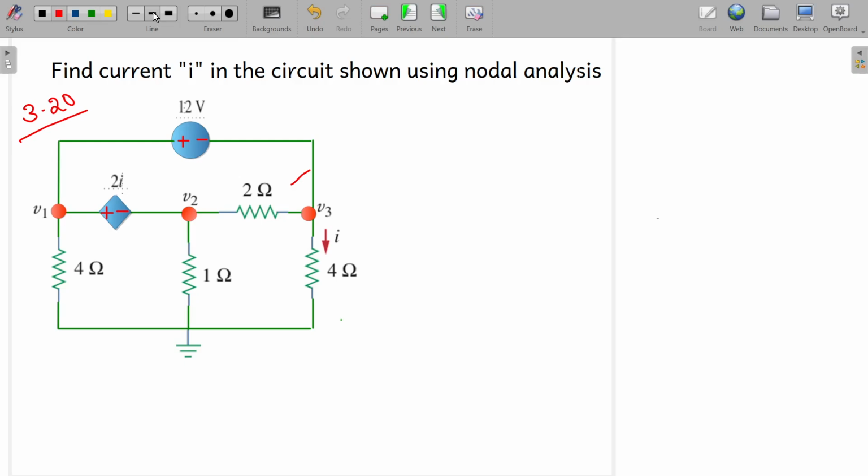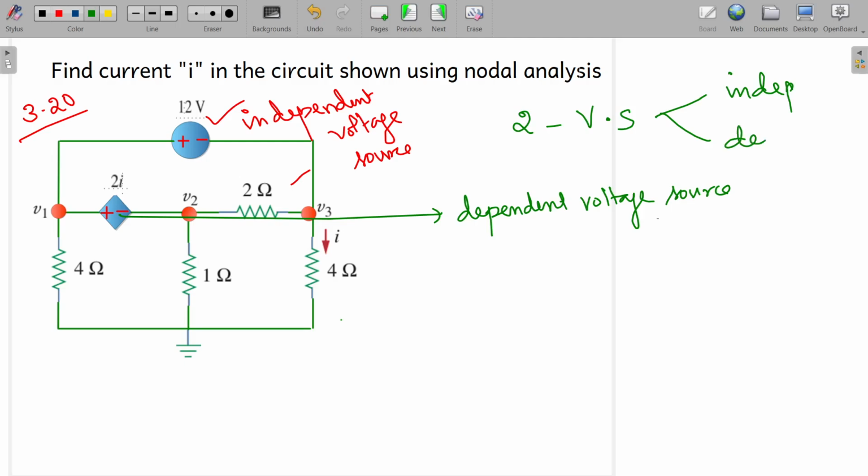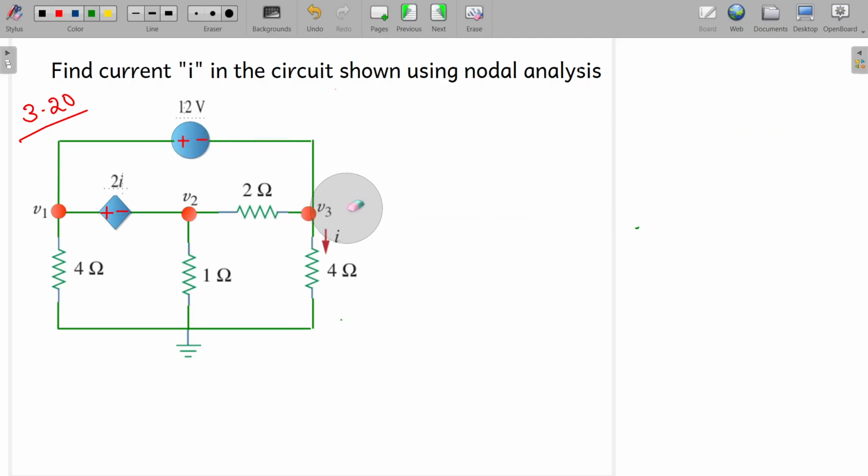So what is available here? You check it. Here we have this independent voltage source, and this one is a dependent voltage source. So we actually have two voltage sources, one independent and another dependent. In this case the procedure is different. So for this case we go for supernode analysis. It is not the simple type of nodal analysis. Instead, it is called supernode analysis.